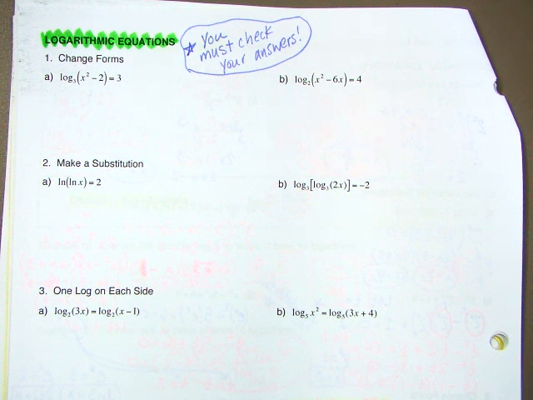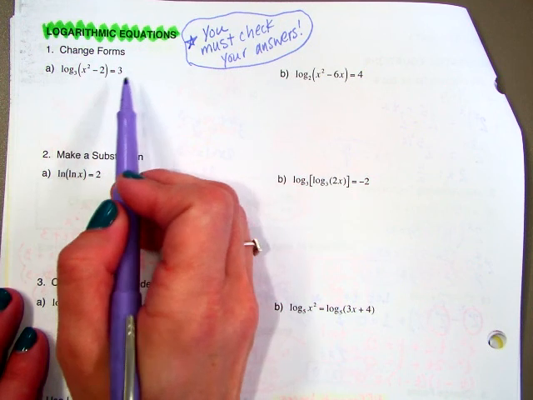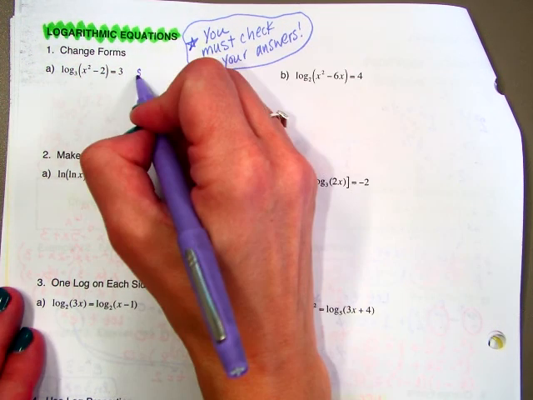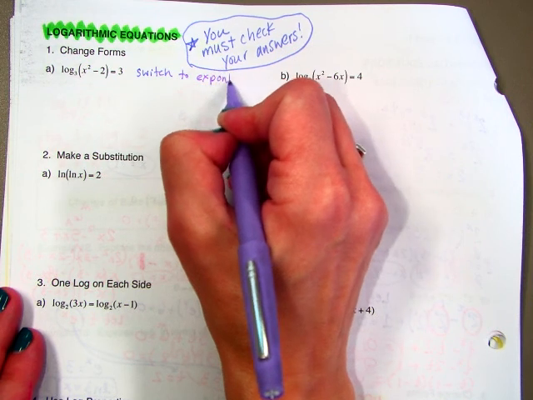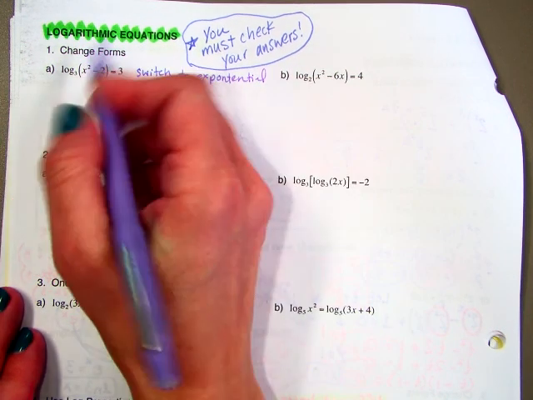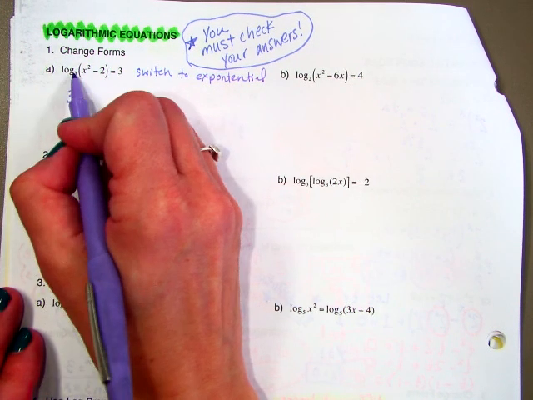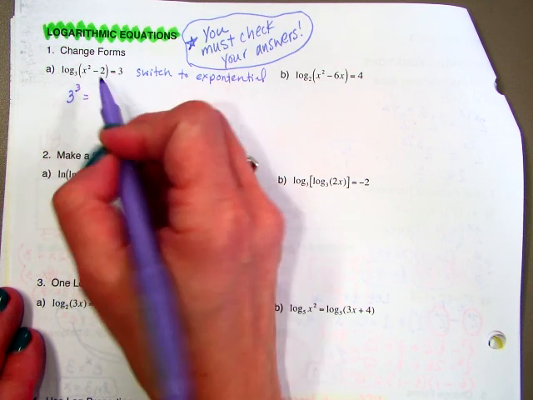All right, these first ones are pretty simple. When you just have a log equal to a number, you're just going to switch to exponential. So go ahead and switch that to exponential form. What's it going to become? Yeah, so start with base 3, raise it to your exponent of 3. So 3 to the 3rd equals x squared minus 2, right? We're just rewriting from log form into exponential form.